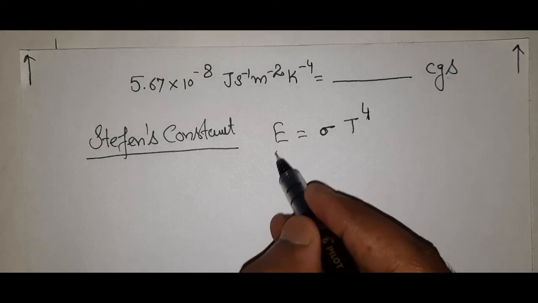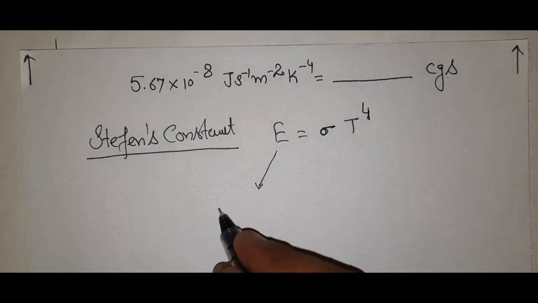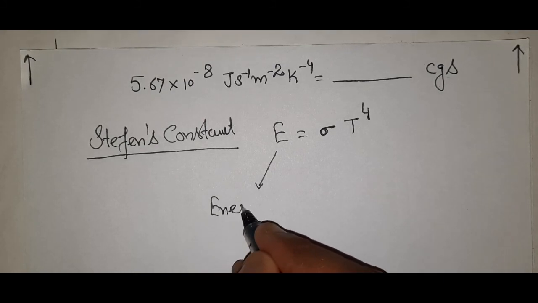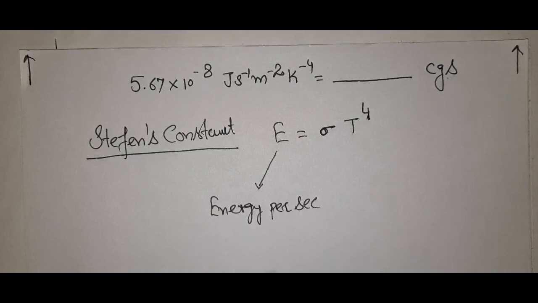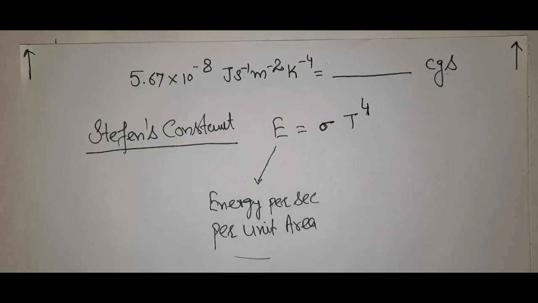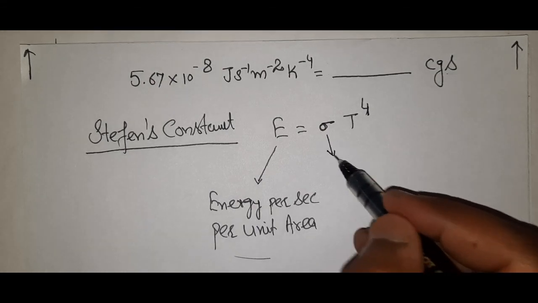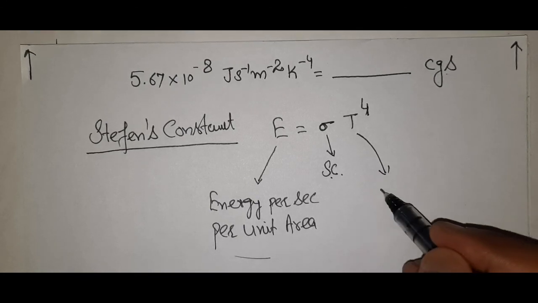From this formula we can calculate the dimensional formula for Stefan's constant. Now what is E? No doubt this is energy. But this is not only energy. This is energy per second per unit area. I mean this will not be having only the dimensional formula for energy. The dimensional formula will be energy per second per unit area. Sigma is our Stefan's constant. This is our temperature.